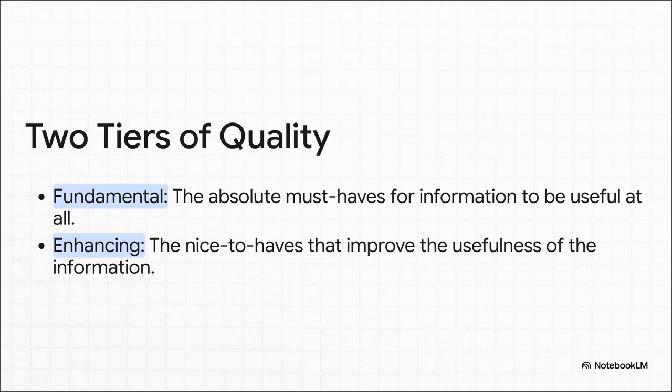So the framework thinks about quality in two layers. First, you've got the fundamental characteristics. These are the absolute non-negotiables. If your information doesn't have these, it's pretty much useless. Then, you've got the enhancing characteristics, which are like the nice-to-haves that make good information even better.